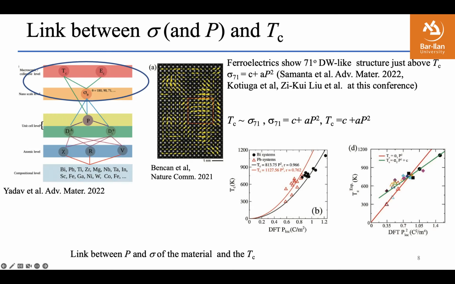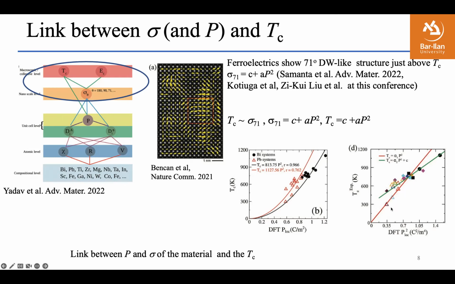Here we have the DFT polarization calculated on the x-axis and the experimental TC on the y-axis. We can see that for bismuth-based or lead-based solid solutions, we can fit them to the normal AP squared expected relationship, but you can also see that the fit is not so good. Here it's above the line, here it's below the line, and here it's the same thing. This is because it's not actually the correct dependence. The correct dependence is C plus AP squared.